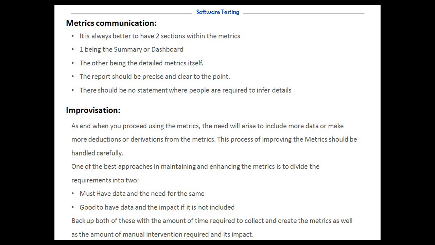Back up both of these with the amount of time required to collect and create the matrix, as well as the amount of manual intervention required and its impact, along with its benefits. You can then weigh the benefits against the time spent, which is nothing but your cost versus benefits, and decide whether or not you need to proceed with the required modifications.